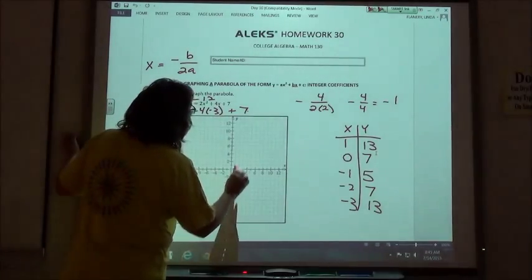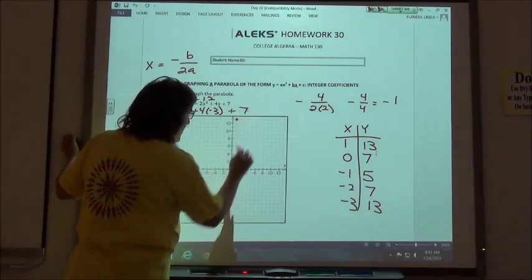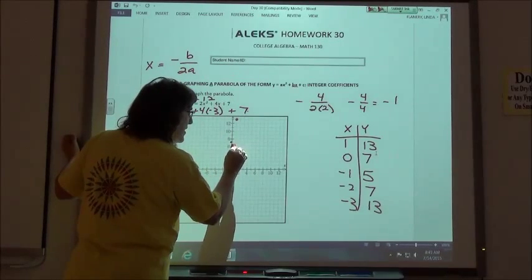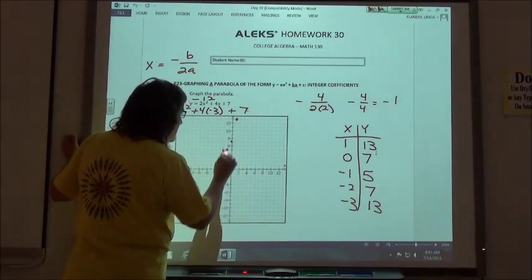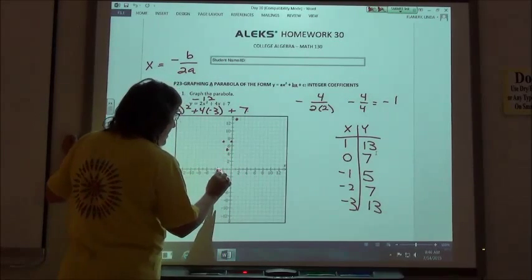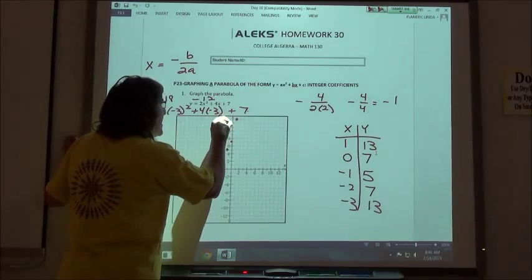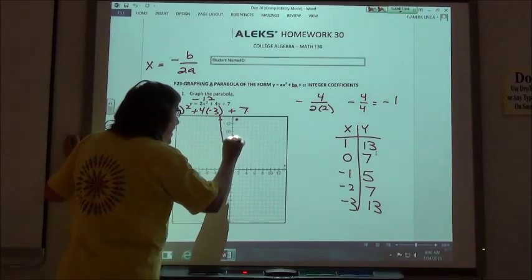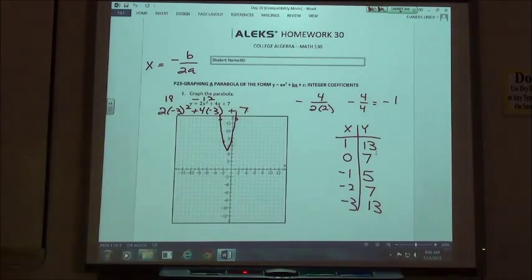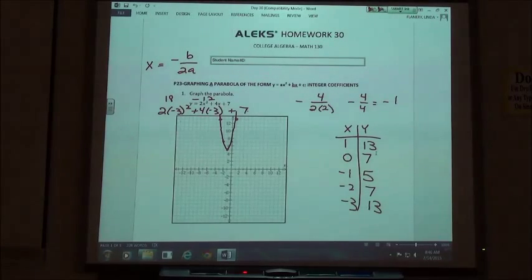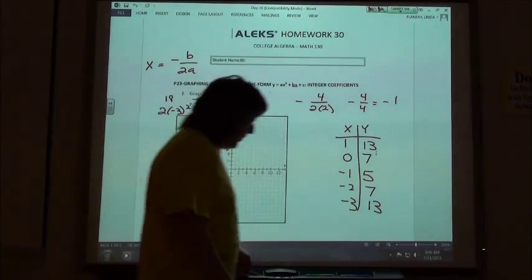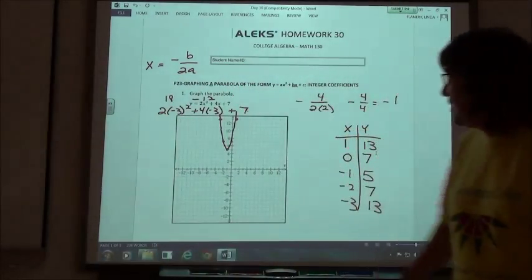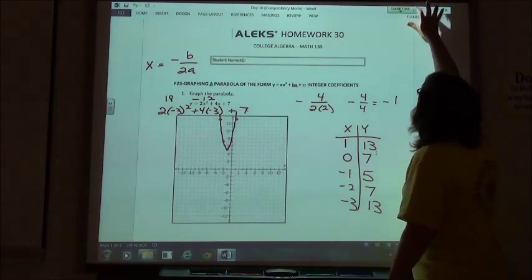So 1 goes all the way up to 13. 0, 7. Negative 1, 5. Negative 2, 7, and negative 3, 13. And I have my parabola that looks something sort of like that. So if you look on the Alex explanation, this is probably the alternate explanation. If you go to the bottom of the explain page, sometimes there's extra explanations.